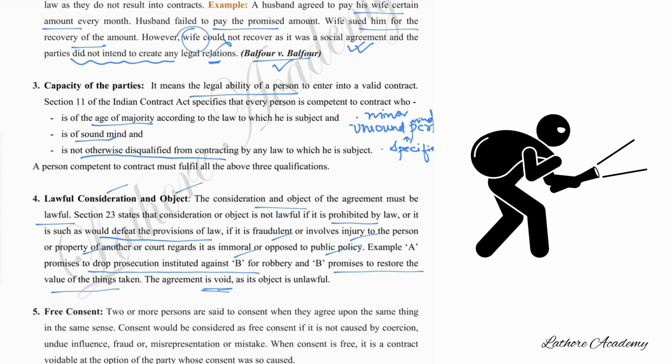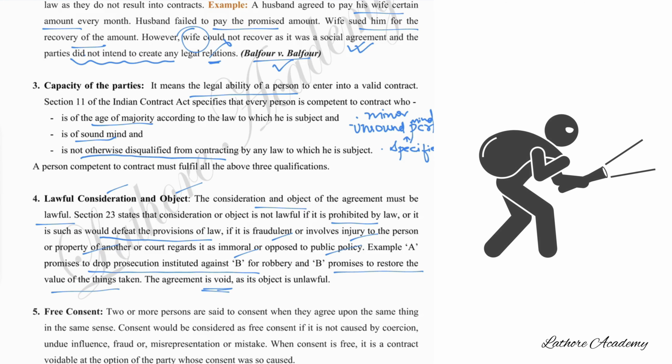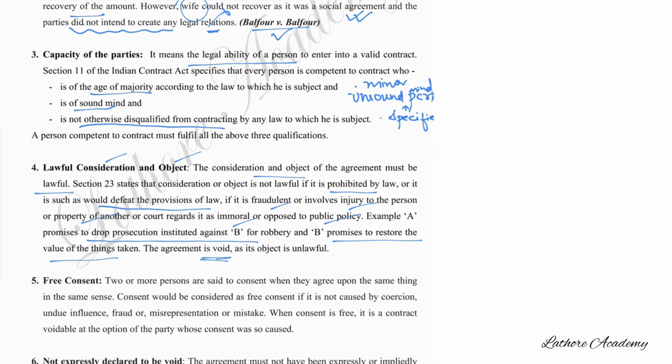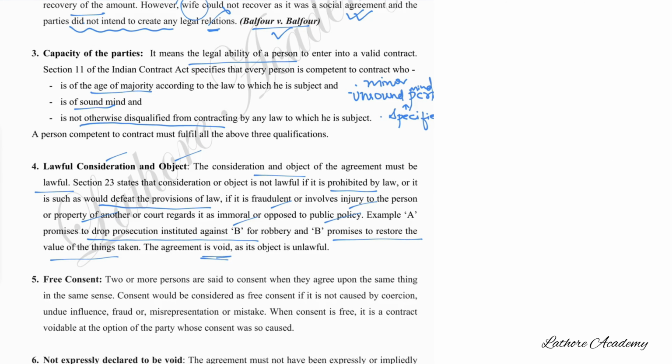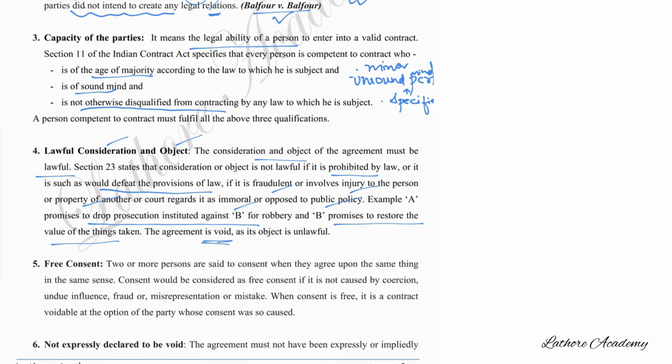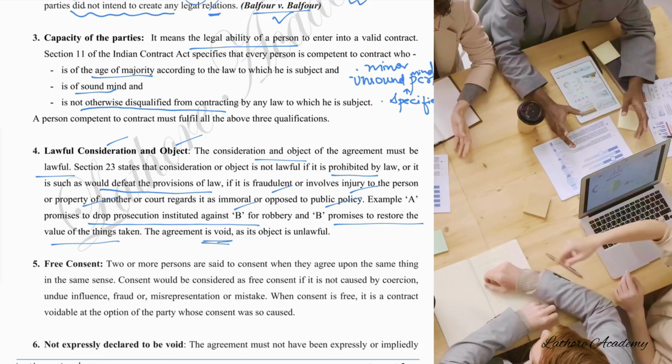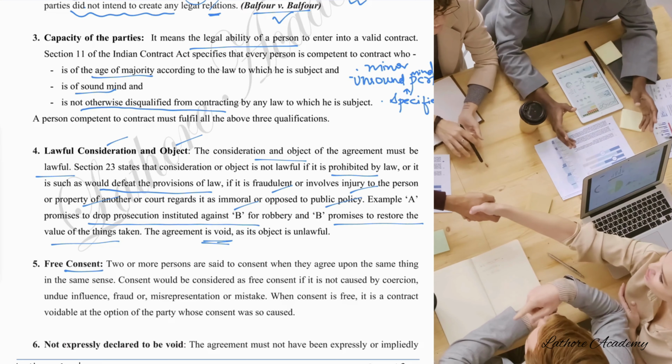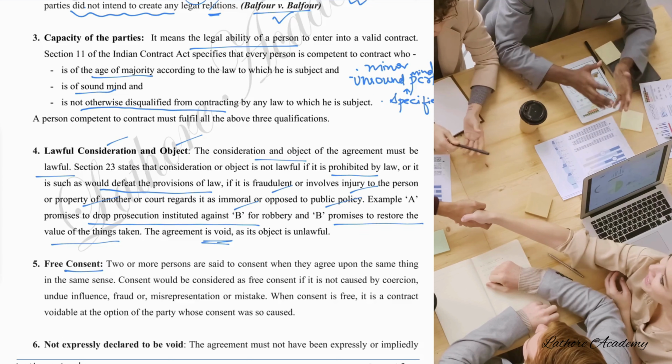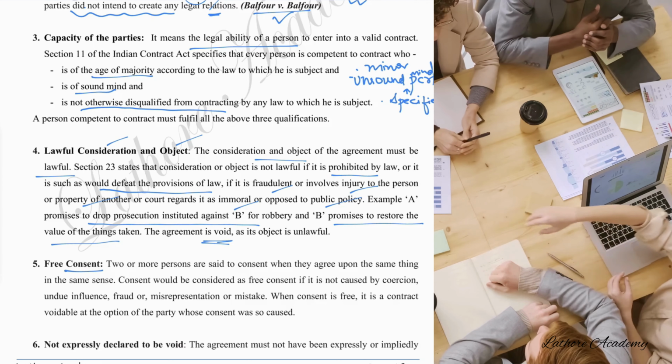So this, in a nutshell, means the essential element has to be there from the lawful consideration point of view in order to consider it as a valid contract. The next part is the free consent. See, consent here means agreeing upon the same thing in the same sense, in the same manner.